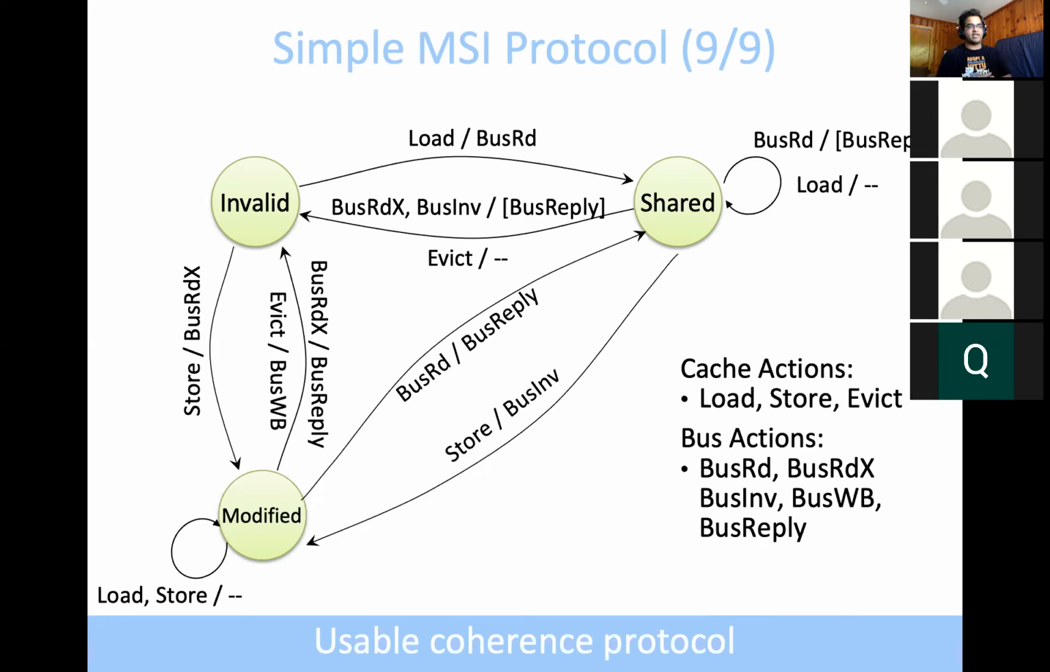The actions that a cache can take are load, store, and evict. And then the bus actions are read exclusive, invalidate, write back, and reply.